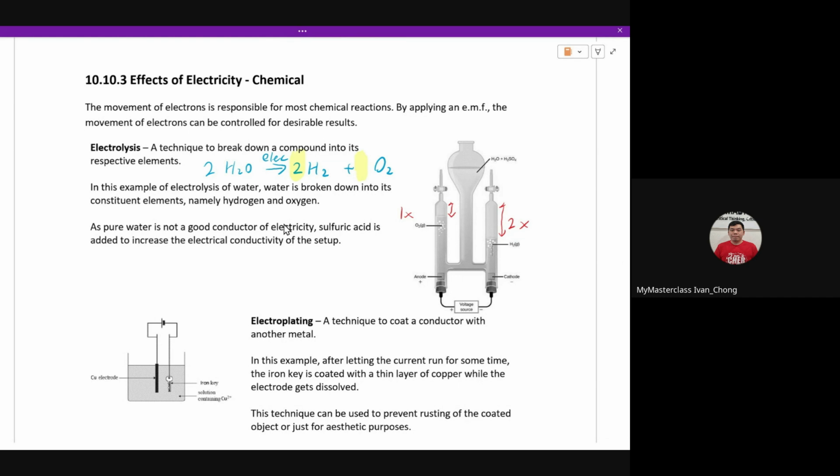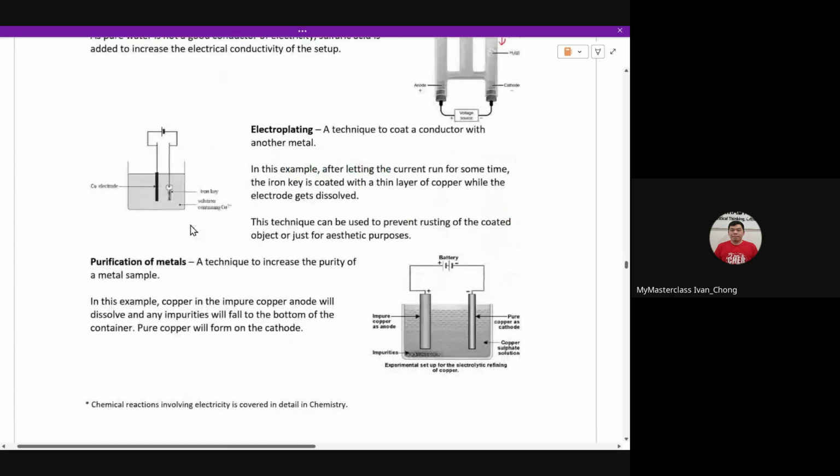So just boom, straight away. All right, so just do be careful about all of this. Next one, your electroplating and your purification of metal, right? They actually work very similarly in the same way.